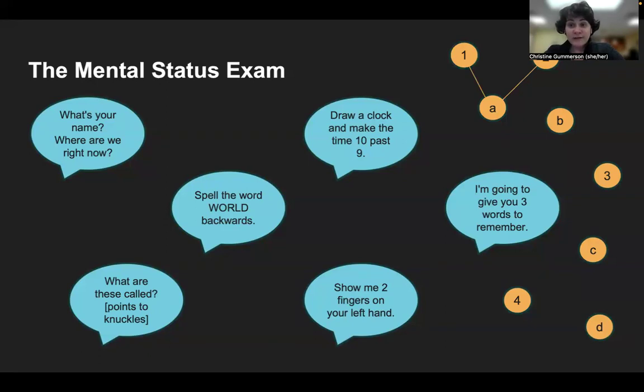For a language test, I might point to my knuckles and ask you, what are these? And we would think about whether or not we're testing words that are really common in your day-to-day life and words that are less common.